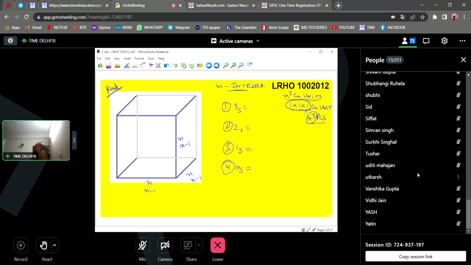कितना वॉल्यूम है इस छोटे क्यूब का? 1 क्यूबिक यूनिट। बड़े क्यूब का कितना वॉल्यूम था? n क्यूब क्यूबिक यूनिट्स। टोटल पीसेस मुझे कितने मिलने वाले हैं? n क्यूब। How many pieces I am going to get? I am going to get n cube pieces. क्यों? क्योंकि इसके along this length I am going to get n pieces by applying n minus 1 cuts, so that the size of each piece is 1 unit. Similarly, I'll do the same thing here. Similarly, I do the same thing along the height also.